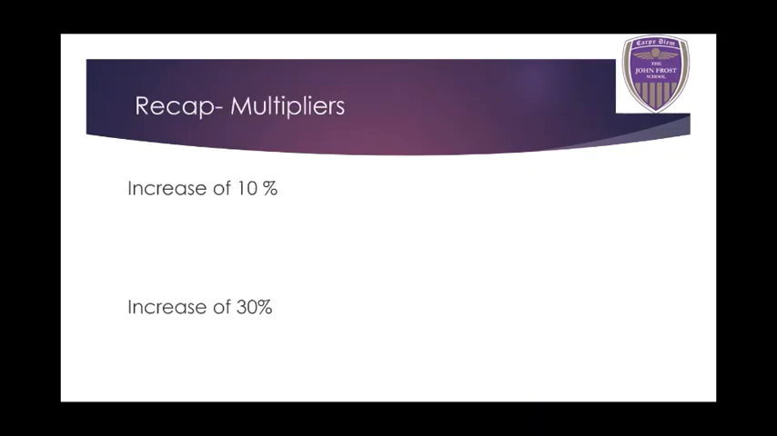With compound interest, we're using something called multipliers, and these are numbers that we can multiply another number by to easily calculate a percentage increase or decrease. So if I wanted to increase something by 10%, what would I have to multiply that number by? Well, an increase of 10% is the same as saying 100% plus 10%, which is equal to 110%. But multipliers are numbers with decimals. So we now need to turn this 110% into a decimal.